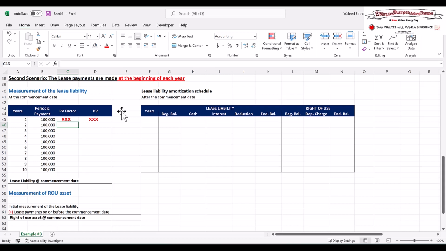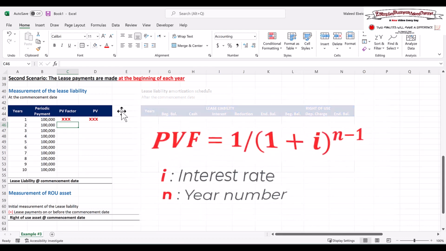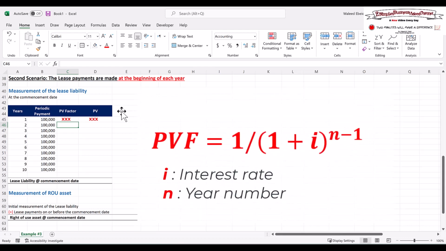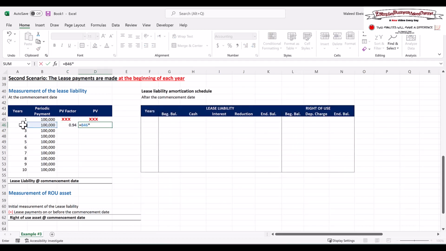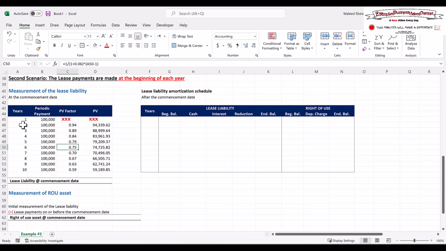In the third column, calculate the present value factors for each lease payment, and this formula is used for that, but with a little change here, -1 in the exponent. This formula is used for calculating the present value factors when the lease payments are made at the beginning of the year. Insert the formula here to get a present value factor for the lease payment in year 2. And here is the present value for the second lease payment on the commencement date. By completing the schedule, we get the carrying amount of the lease liability at the commencement date.